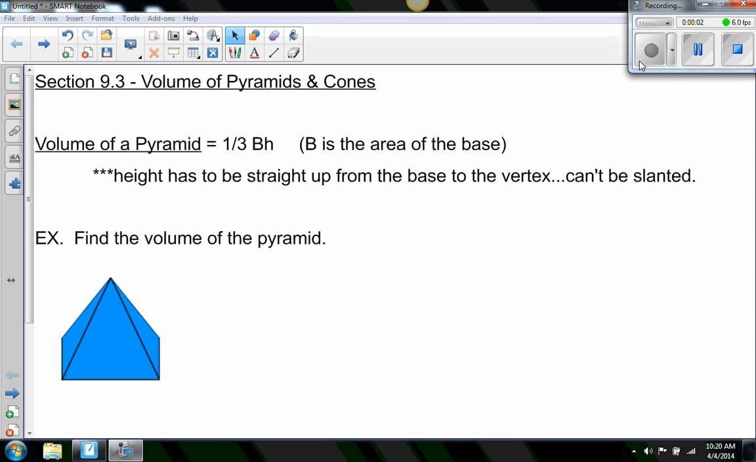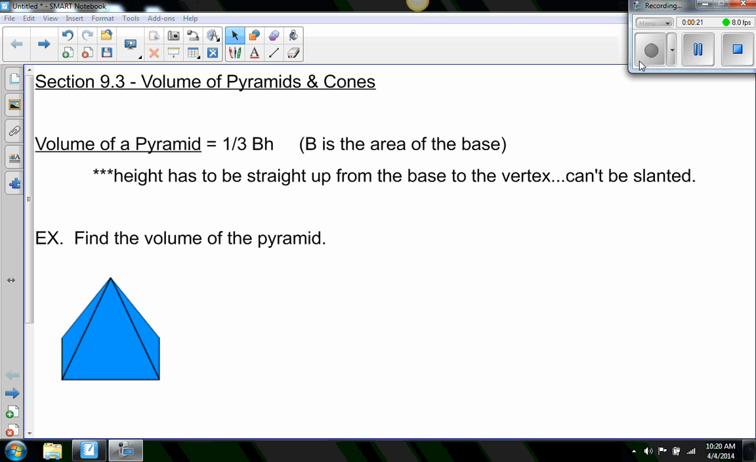Hello 8th graders, your new video is for section 9.3, which is on volume of pyramids and cones. First of all, we're going to start with the volume of pyramids, and the formula for a pyramid is 1/3 of big B times H.